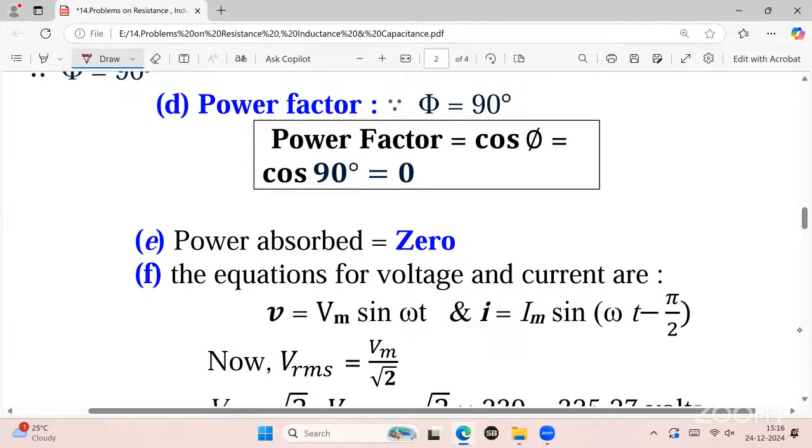E bit. What is E bit? Power absorbed, power consumed, meaning same. Average power, meaning is same. Whatever it may be, average power, true power, these are the names given to it. What is the answer?